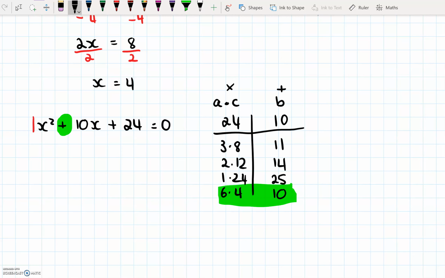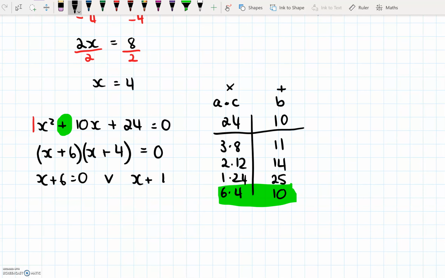So we have x plus 6, x plus 4 is equal to 0. So we know that x plus 6 equals 0 or x plus 4 equals 0. One of those must be 0. That was the zero property: if you have two things multiplying to give 0, then one of them must be 0. So either the first bracket is 0 or the second bracket is 0. So now we have x is equal to minus 6 or x is equal to minus 4.